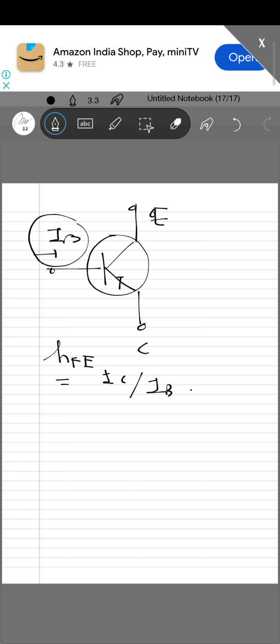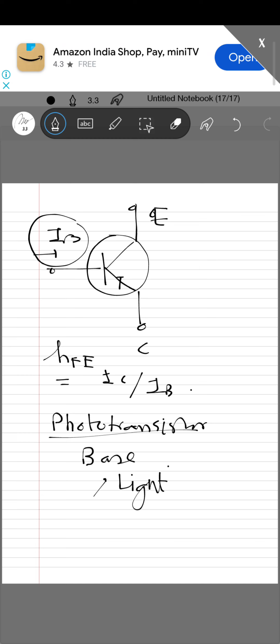Now, in the case of a phototransistor, whether it is an NPN or a PNP, the role of the base is taken by light. So we don't have a base, we have light, and that light creates a current which causes the collector current. It is usually sensitive to IR light, infrared light.